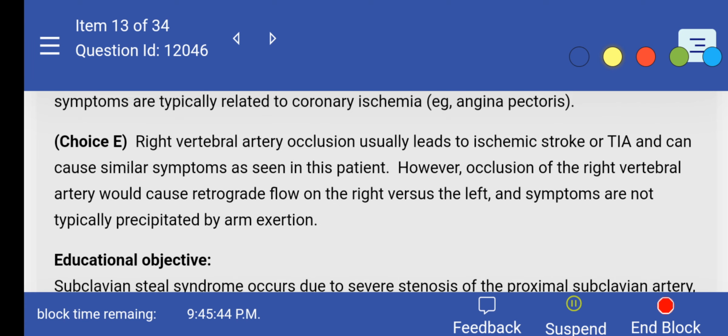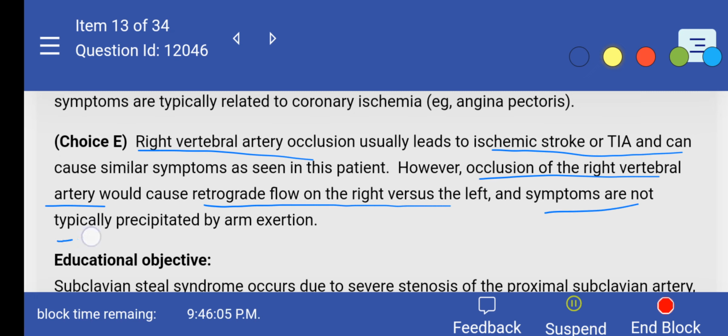Okay. Right vertebral artery occlusion usually leads to ischemic stroke or transient ischemic attacks and can cause similar symptoms as seen in this patient. However, occlusion of the right vertebral artery would cause retrograde flow on the right versus the left, and symptoms are not typically precipitated by the arm exertion, right?